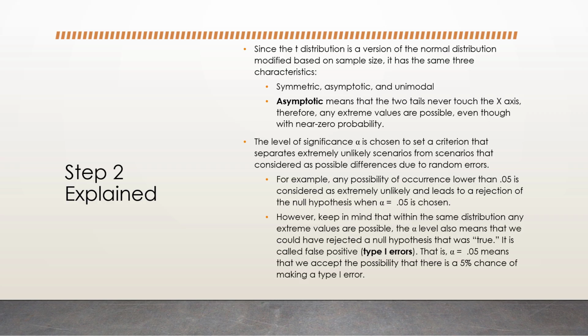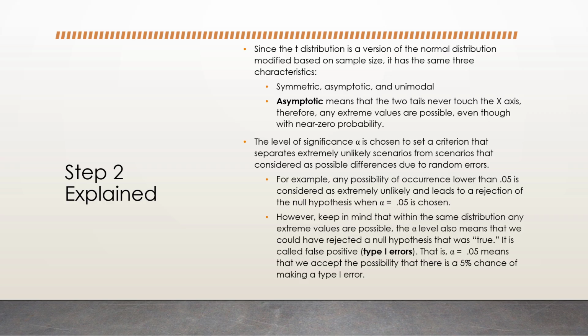Asymptotic means the two tails never touch the x-axis. So extreme values are always possible, even though their probability is very small. The alpha level is a criterion that separates extremely unlikely outcomes from those considered plausible due to random error. When alpha equals 0.05 is chosen, any outcome with a probability lower than 0.05 is considered extremely unlikely and leads to rejection of the null hypothesis.